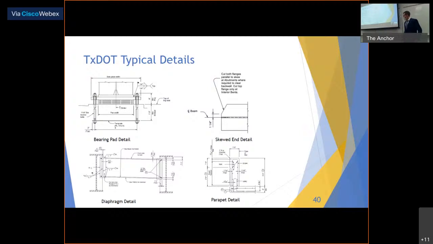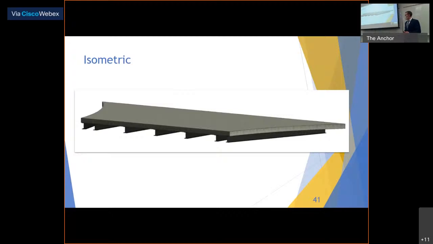And then lastly, we have a concrete parapet detail. The parapet would go on the outside of the bridge in order to ensure that trucks cannot drive over our bridge and fall into the alleyway. And lastly, here is an isometric view of the bridge. And with that, I will pass it on to Branch and the geotech team.